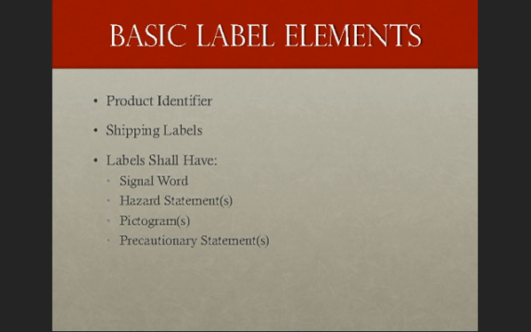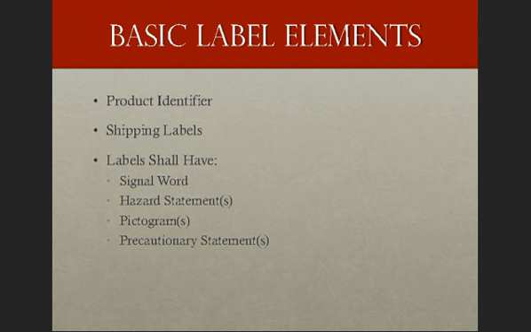Chemical labels will have the following components. The label for each hazardous chemical shall include the product identifier used on the safety data sheet, which is the name or number used for a hazardous product on a label or in the SDS. The labels on shipped containers shall include the telephone number of the chemical manufacturer, importer, or other responsible party. The label for each hazardous chemical that is classified shall include the signal word, hazard statement, pictograms, and precautionary statements.